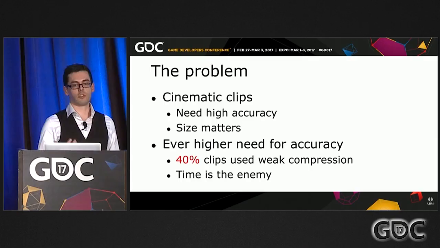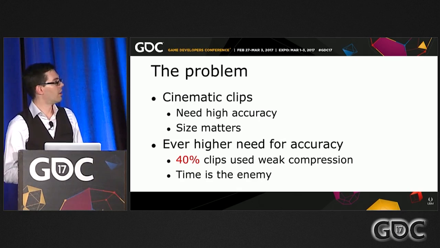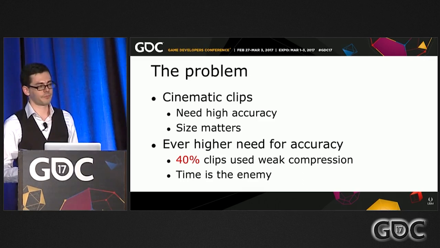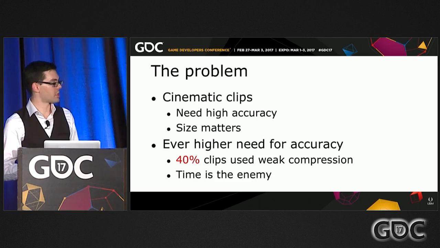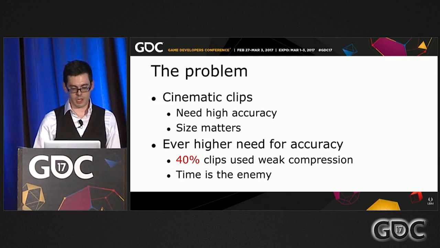But the problem grew bigger than that, and we reached a point where about 40% of our clips use the less aggressive algorithm, and that's a significant amount. And the reason we got here is because the quality is getting higher and higher as we collectively push the quality of our games higher. And so time is really the enemy, and this number will only ever go up with time. So it prompted us to revisit the animation compression.